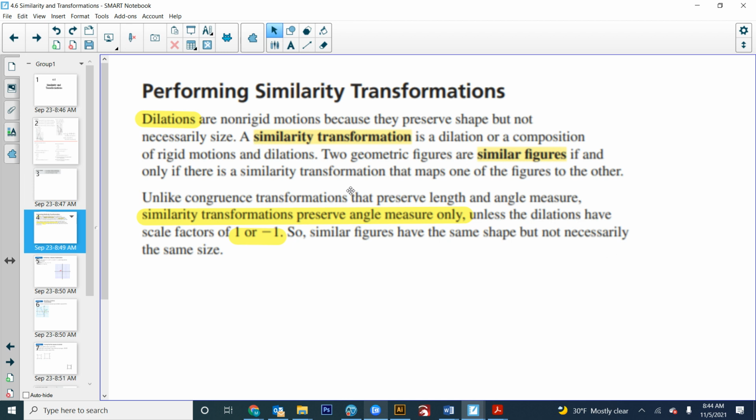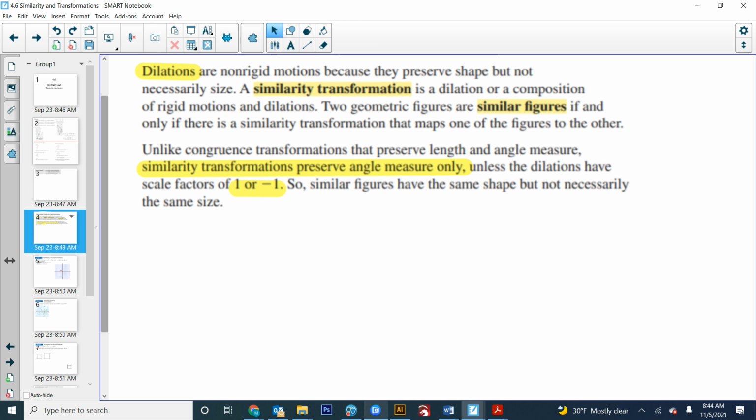So, similarity transformations preserve angle measure only, unless the dilations have a scale factor of 1 or -1. Then they stay the same size. The dilation factors of 1 aren't that exciting. They don't change anything. -1 keeps the same size, and it will change the signs of x and y. Remember that yesterday? If you multiply x and y by -1, you change its location. Is that idea pretty straightforward, that similar figures have the same angle measures?